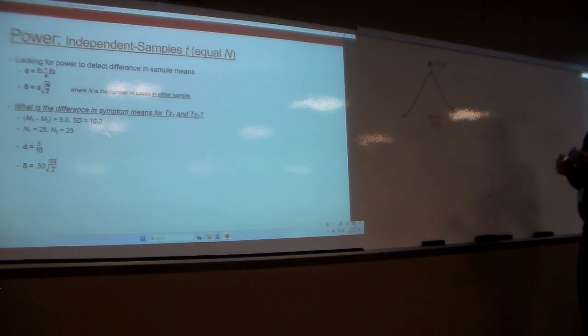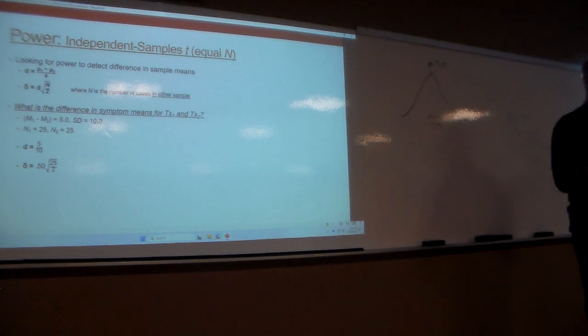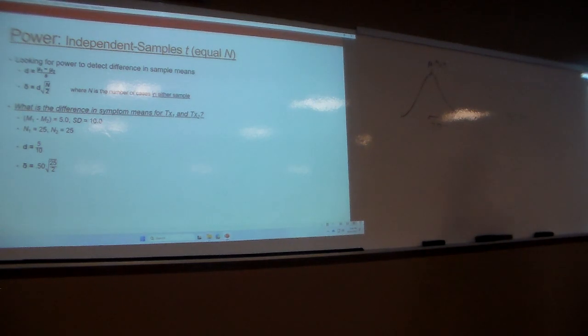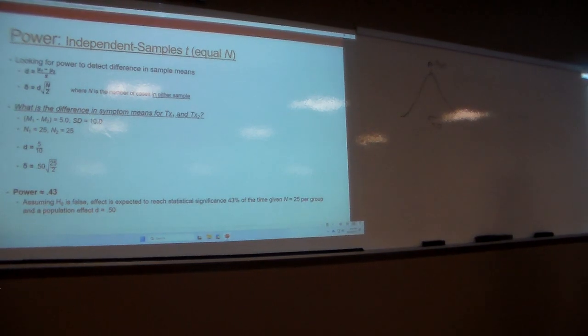1.77? Yeah. Okay. Cool. So again, if I go through, find 1.77 on my power table, go down, look over, I get power of about 0.43. So better than the last one, but still not great, right? Again, assuming the null hypothesis is false, my effect is expected to reach statistical significance about 43% of the time, given 25 people per group and a population effect of 0.5.